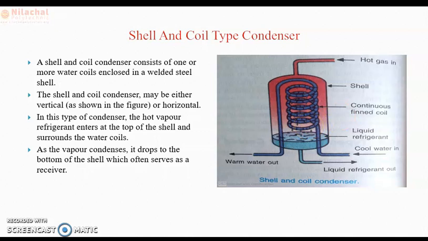Let's come to the working principle. In this type of condenser, the hot vapor refrigerant enters at the top of the shell and surrounds the water coil. As the vapor condenses, it drops to the bottom of the shell, which often serves as a receiver. Most vertical shell type condensers use the counter flow system, because the counter flow system is more efficient than the parallel flow water system.